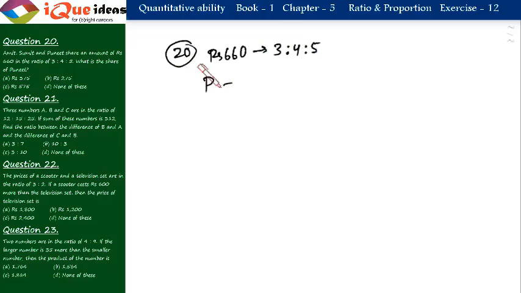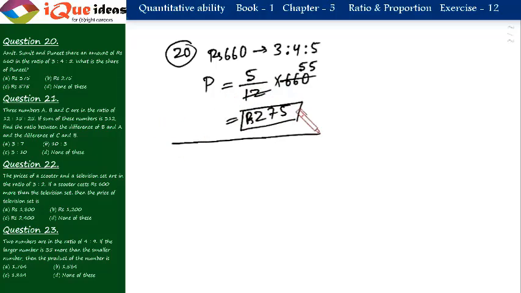So Puneet's share would be straight away equal to 5 divided by 3 plus 4 plus 5, that is 12, into 660. Now 12 cancels 660 55 times. So 55 into 5, that is 275 rupees. That's it. This is all that we had to do in question number 20. Now let's take up question number 21.